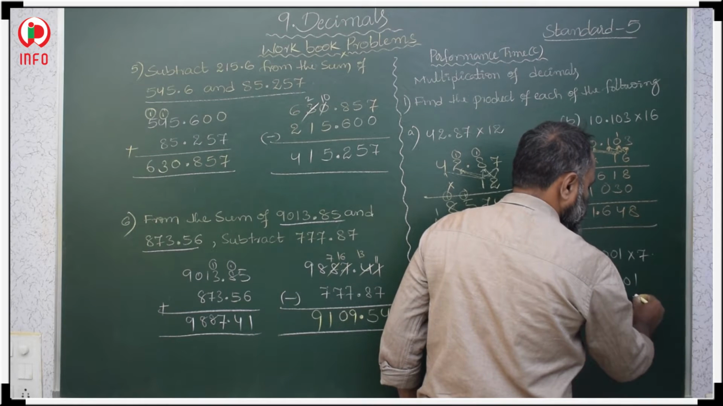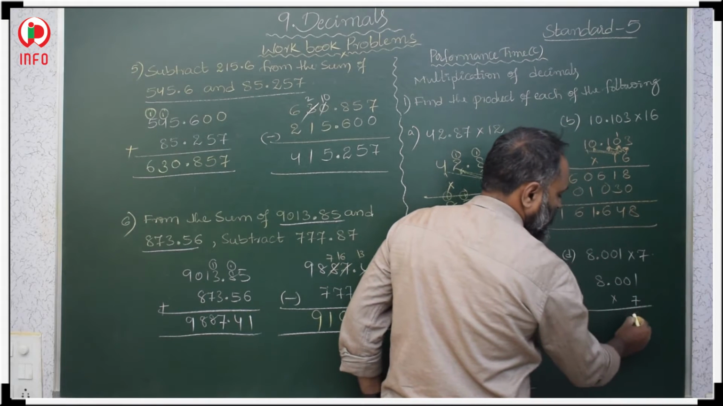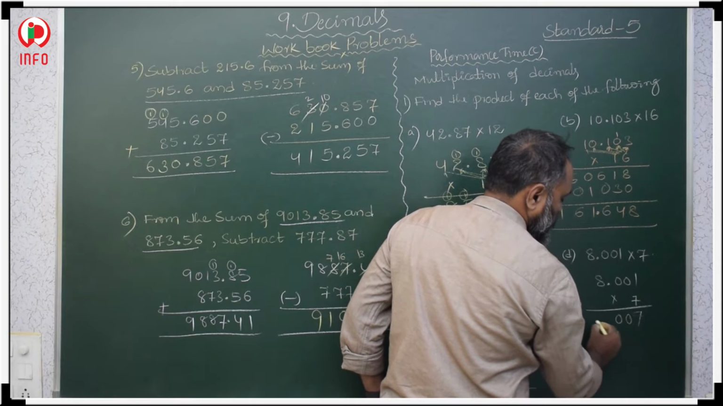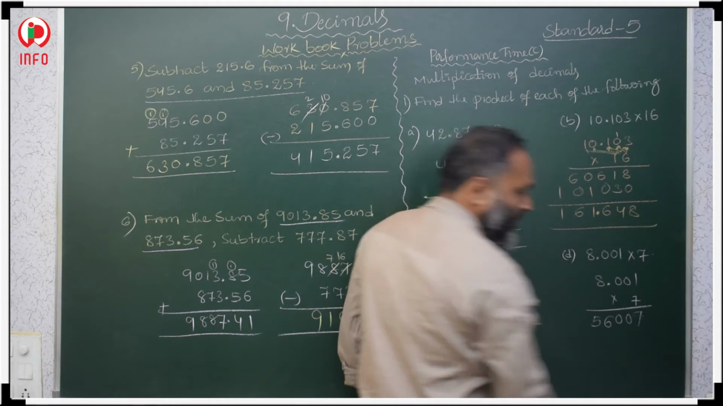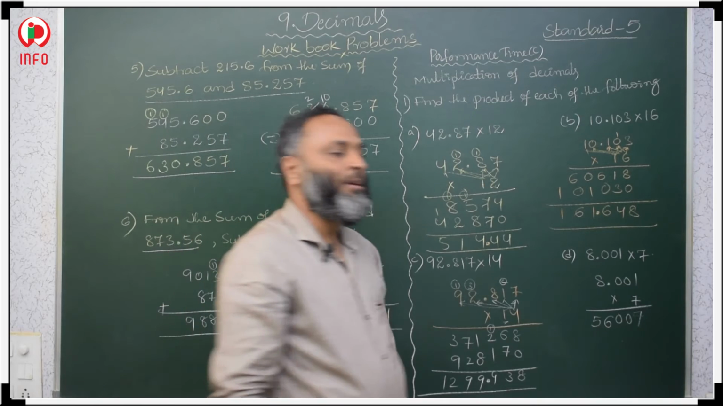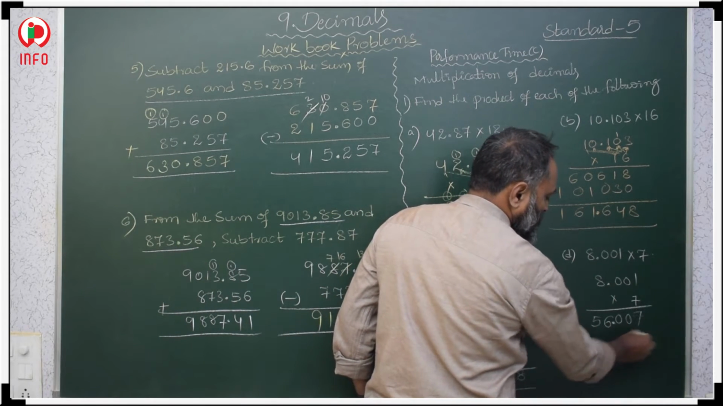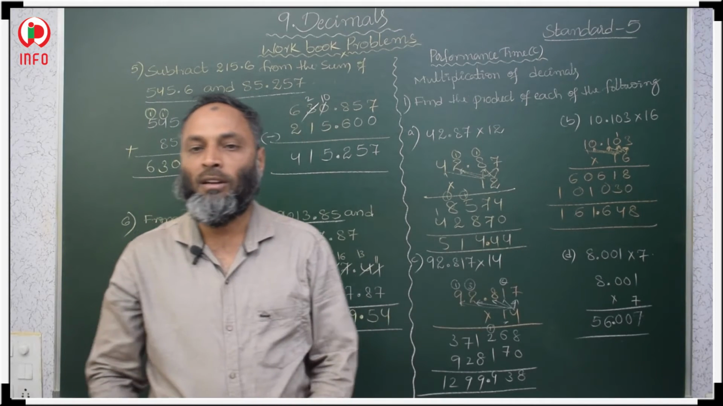So, next multiply with 7. 8.001 multiplied by 7: 7 zeros are 7, 7 1s are 7, 7 zeros are 0, 7 zeros are 0, 7 8s are 56. After 3 digits we keep a decimal, 1 2 3, 1 2 3, that is 56.007, okay.